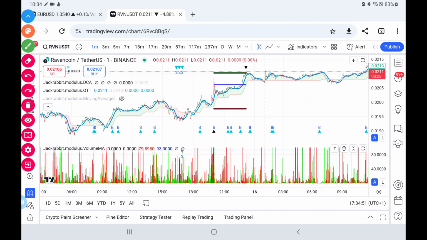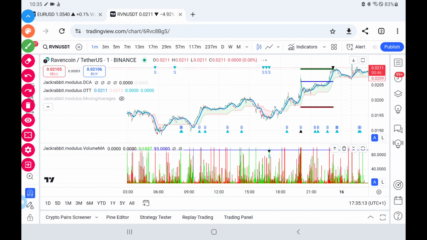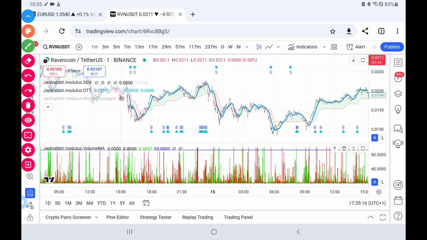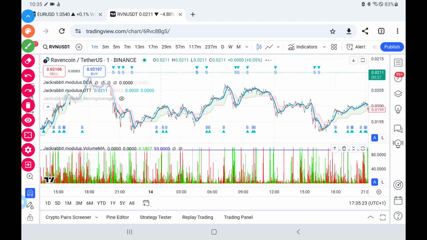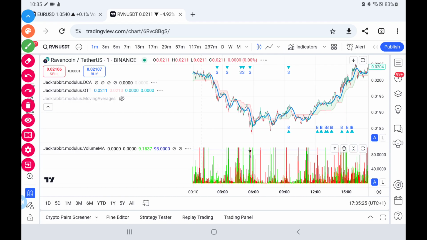This has been one of those I've been wanting for a long time to have in my arsenal for Jackrabbit TV. But in order to get it to this point, 2 years of testing. Because volume is a difficult thing to test. Nobody wants to purchase on low volume. So all you ever really have is one signal. And you have to figure out how do you turn that one signal into a buy or a sell or possibly both. So it takes time to get these strategies right.